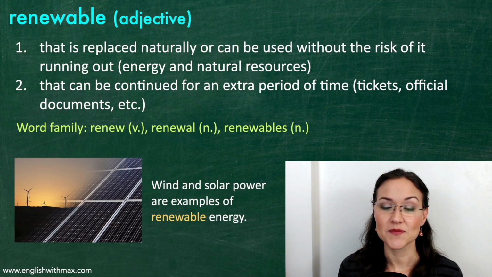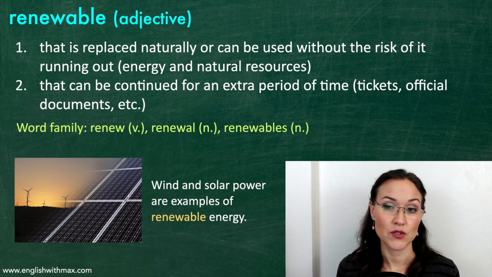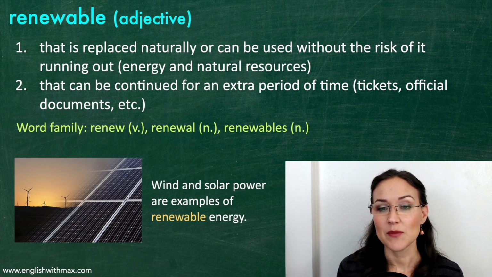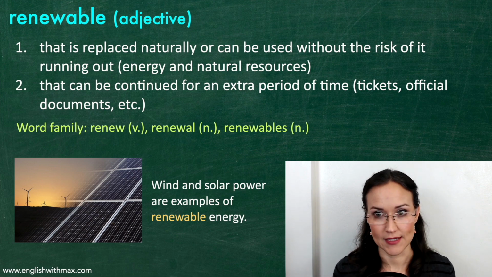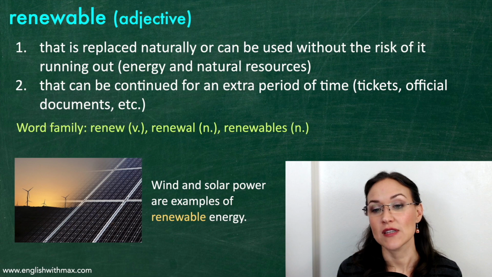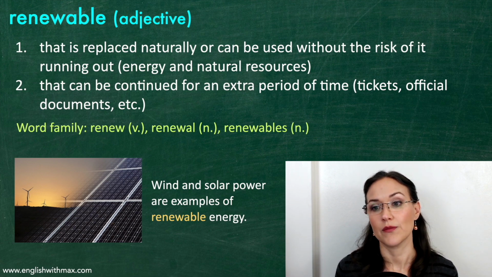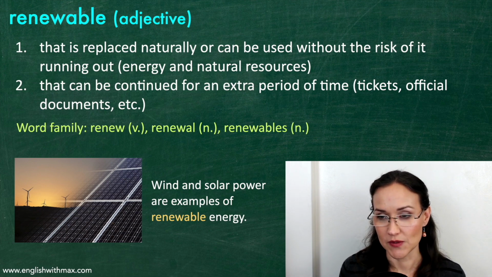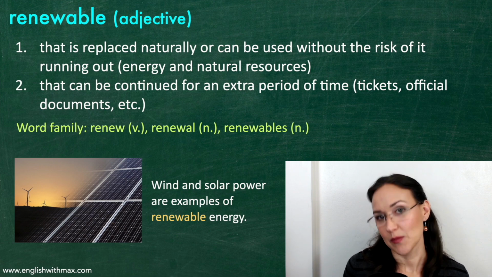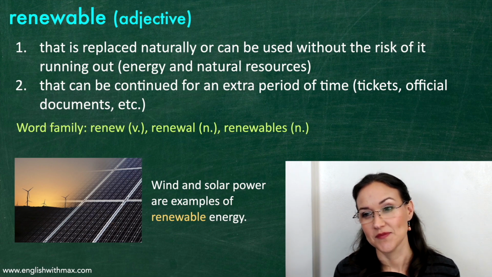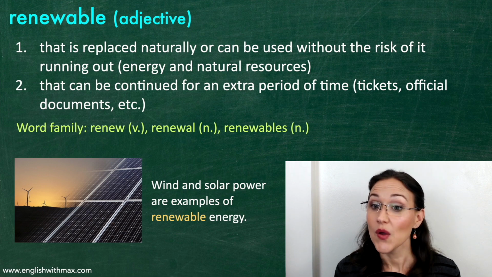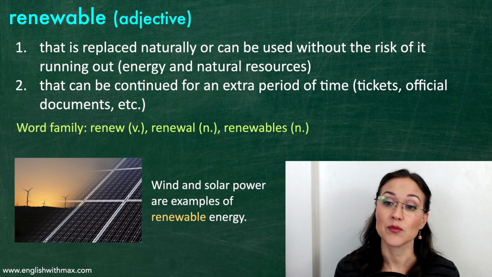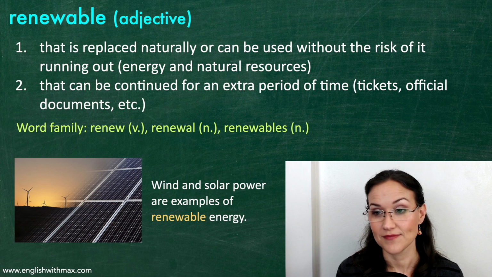Let's see the word family. First we have the verb to renew. That means to begin again or to extend something. Then we have the noun renewal, which is the process or the act. And then we have the noun renewables. Those are types of renewable energy. Wind and solar power are examples of renewable energy.